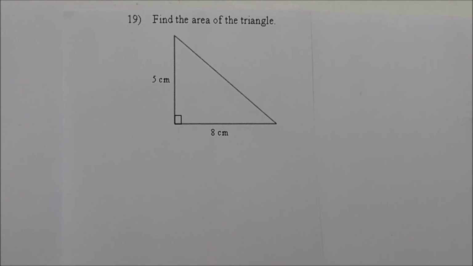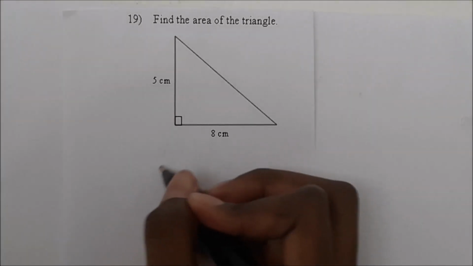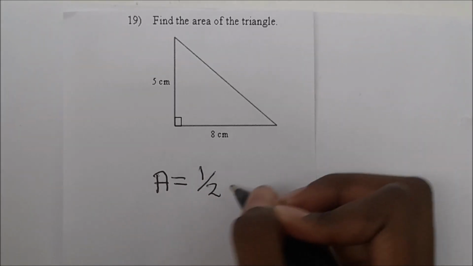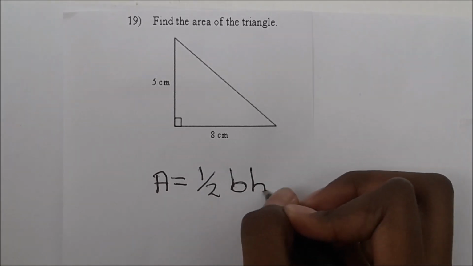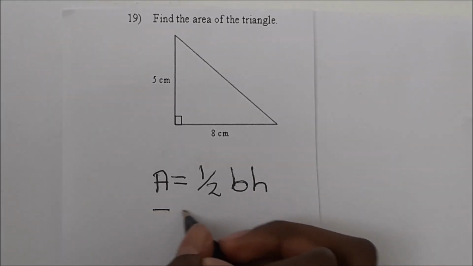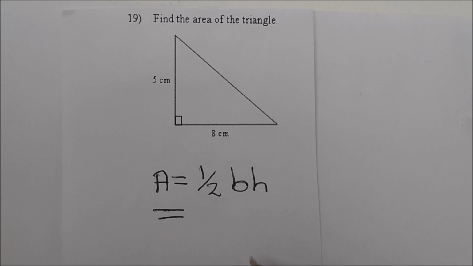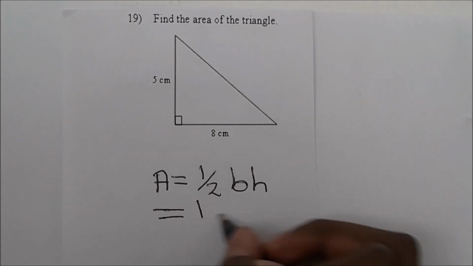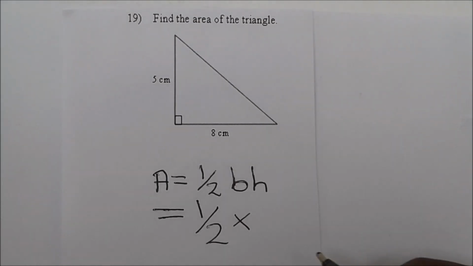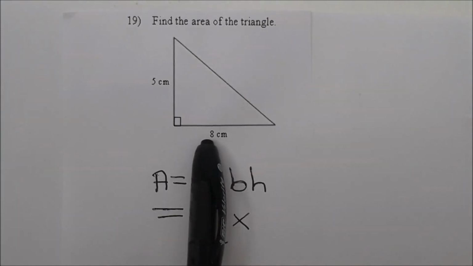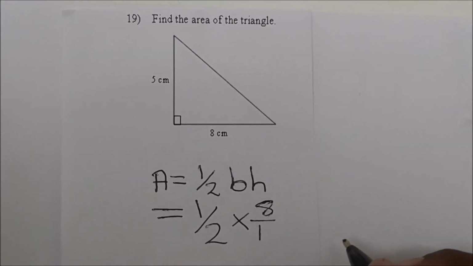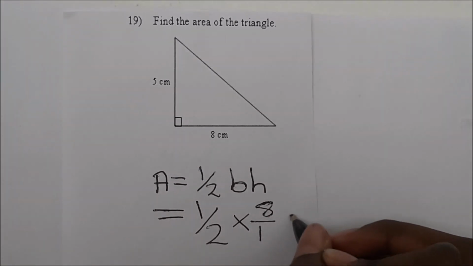Okay, write that. Put A is equal to a half base times height. A is equal to a half BH. Okay, under that put equal. Under the equal, put a half, write it big, times, what's the base? 8 centimeters. So put 8 over 1, times 5 over 1.